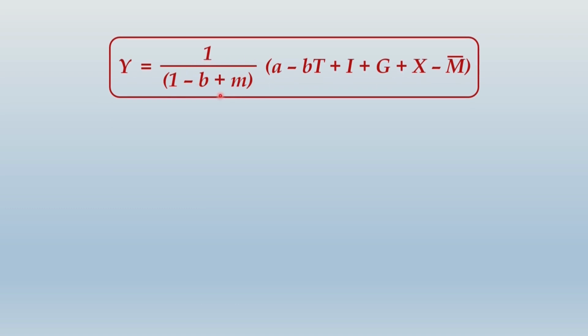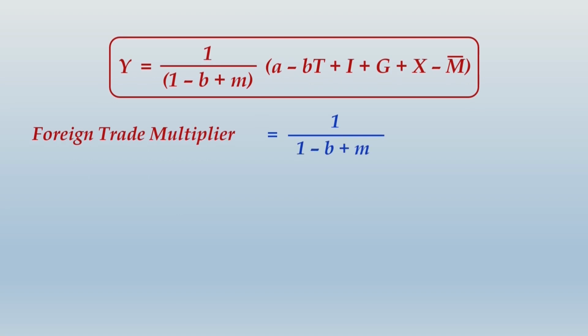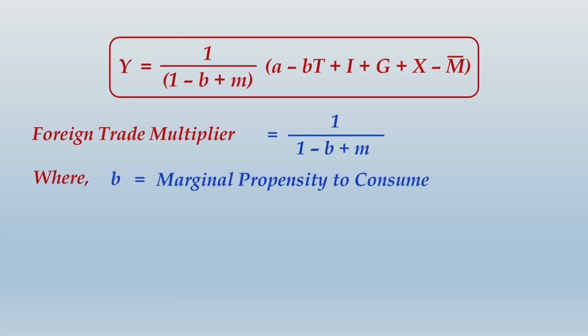When it is a 4-sector economy, plus M is also involved over here, and this we then cannot call as investment multiplier. We will rather call it as foreign trade multiplier, that is 1 divided by 1 minus B plus M. So please write up that part, that is foreign trade multiplier equals to inverse of 1 minus B plus M, that is 1 divided by 1 minus B plus M, and define what is B and what is this small m. Small b is the marginal propensity to consume, and small m is the marginal propensity to import.